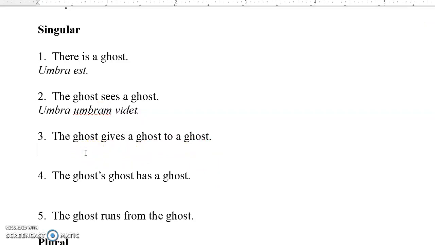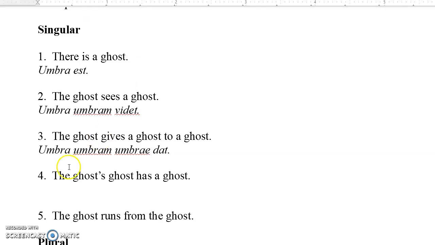The ghost gives a ghost to a ghost. Again, kind of a silly example, but I want to use the same word to show you the different endings here. So here we have umbra, so that's the ghost. And again, we're going to put the verb at the end. And then giving a ghost, that's umbram, right? But then to a ghost, and then right there.